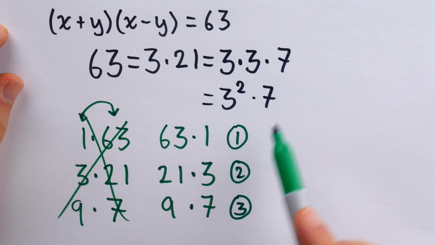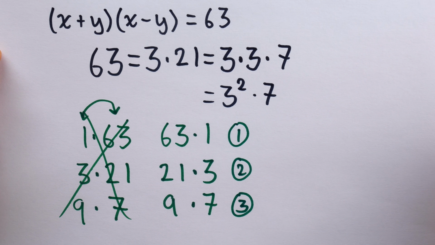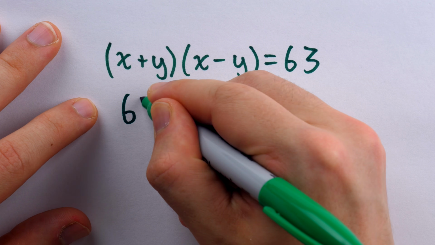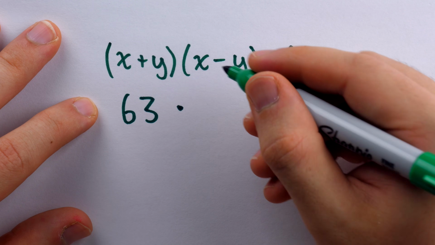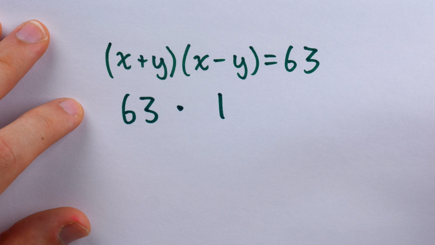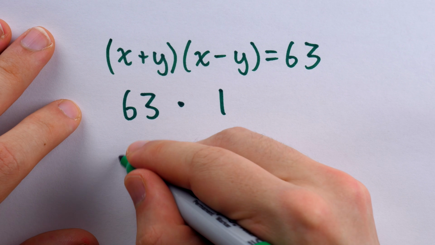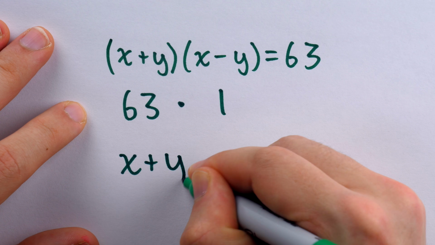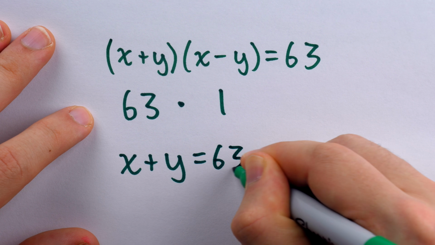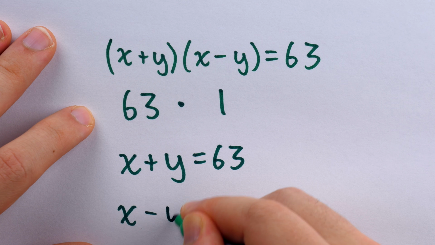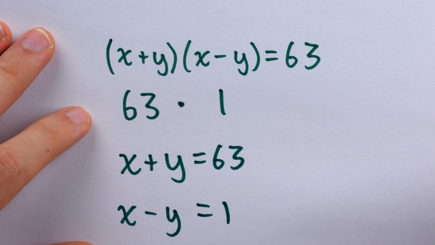Let's take 63 times 1 first. In the 63 times 1 case, we would have that x plus y is equal to 63, and x minus y is equal to 1. So let's write those equations. X plus y equals 63, and x minus y is equal to 1.